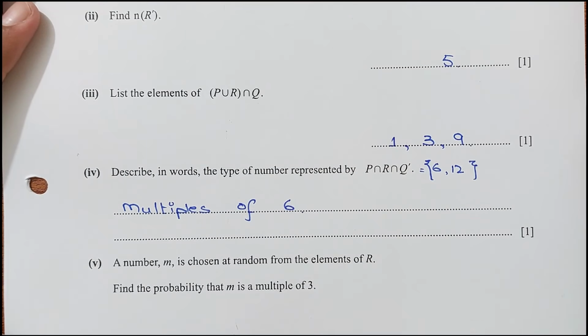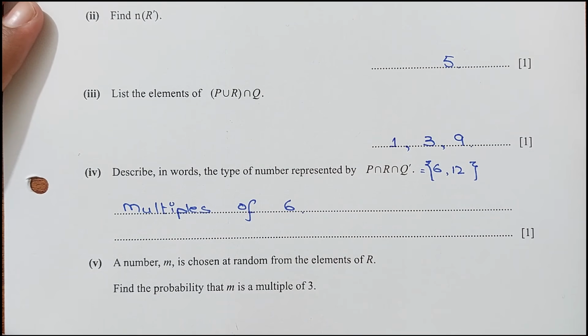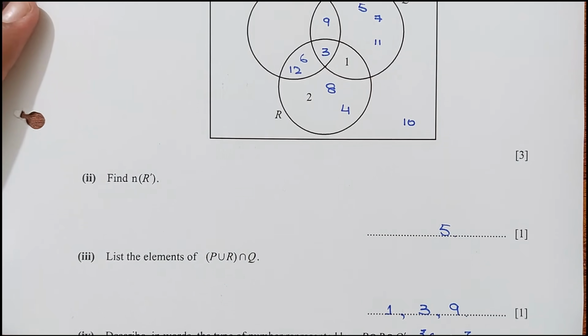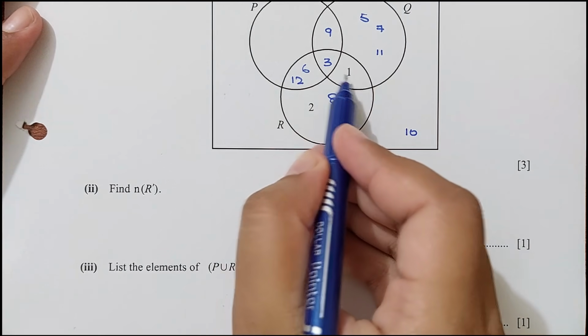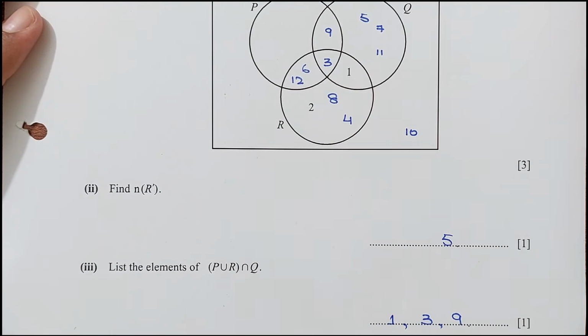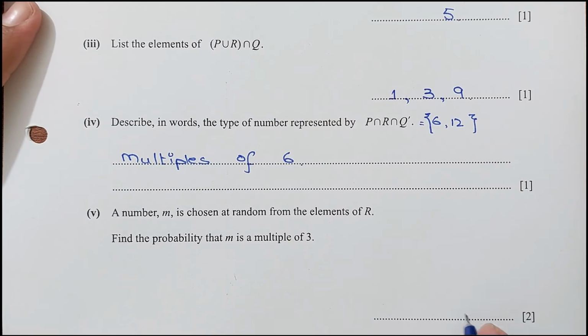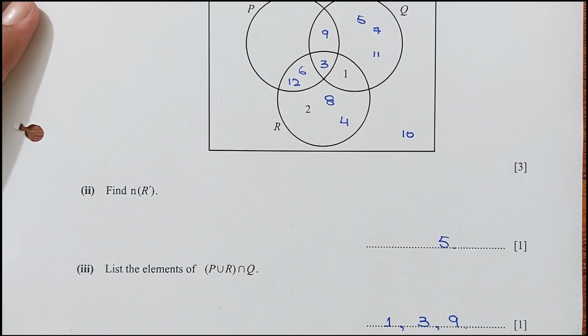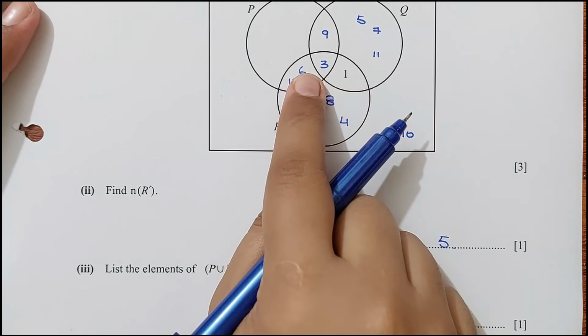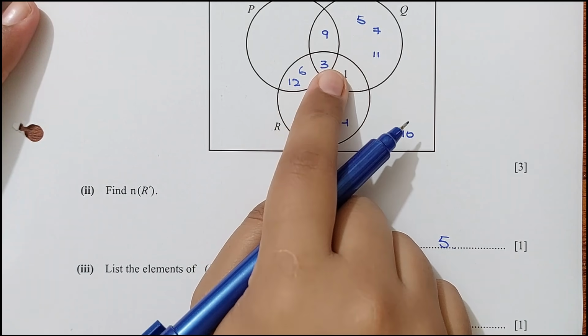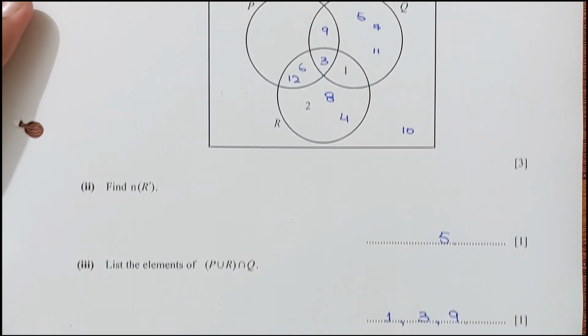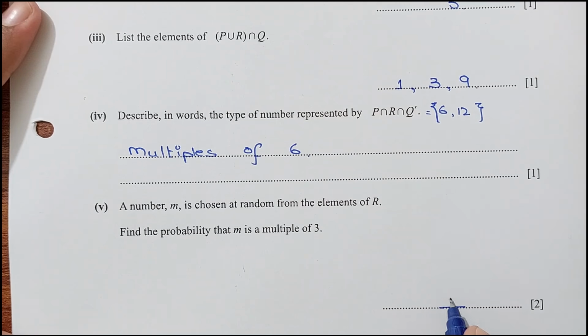Right. Number 5, a number m is chosen at random from the elements of R. Find the probability that m is a multiple of 3. First we need to find the total numbers in R: 1, 2, 3, 4, 5, 6, 7. So the total is 7. Out of 7, how many are multiples of 3? Yes, 3, 6, and 12. These are the multiples of 3. So 3 numbers are multiples of 3 out of 7.